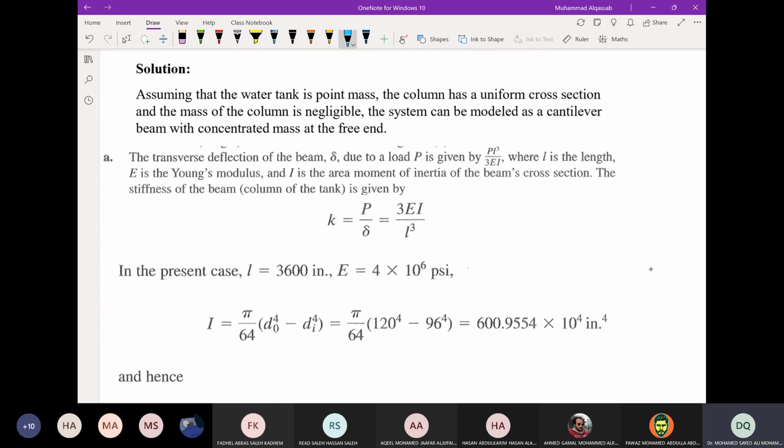Let me read this, maybe there is something I missed. Assuming that the water tank is a point mass, that is one of the approximations. Otherwise, rotation is considered. If you consider the tank dimensions, it means it is in both translation and rotation. But when you consider it as a point mass, you neglect the rotation. So this is one more assumption.